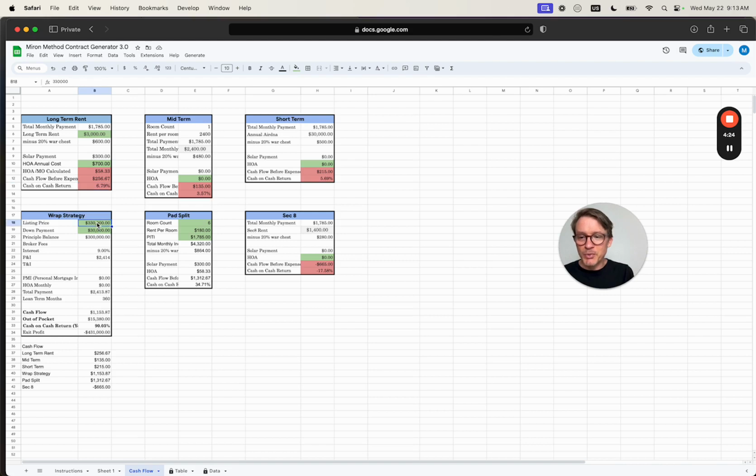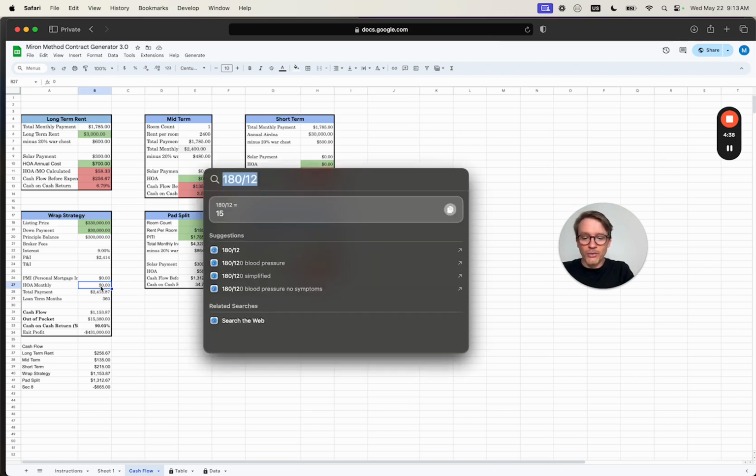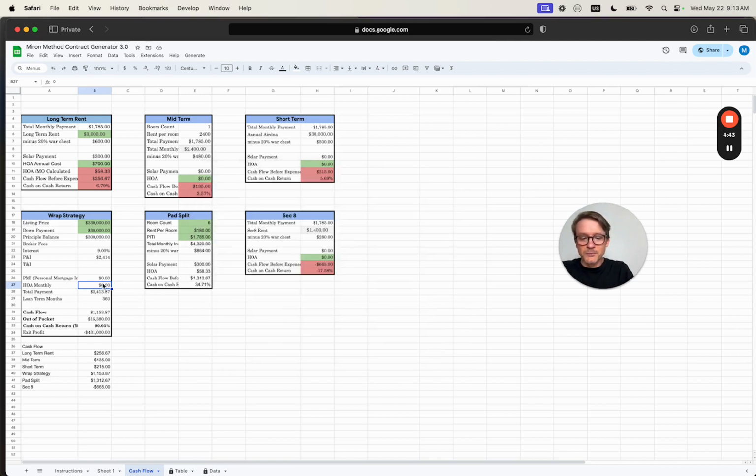So when you do your wrap, you put your listing price in there, down payment, interest rate. That is all calculated. If you have an HOA, you would put that in there. Let's say 700 divided by 12 is like $60. Okay. Wrap term is typically 360. Anyway, so if you have a pad split, you do that.